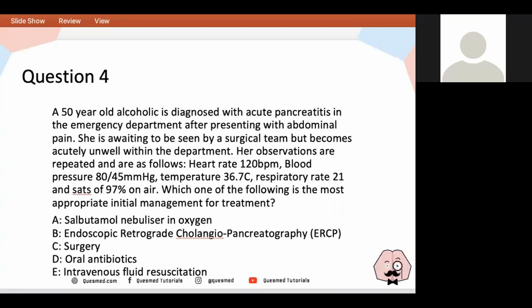So we're now moving on to the next question. A 50-year-old alcoholic is diagnosed with acute pancreatitis in A&E after they presented with abdominal pain. She's waiting to be seen by the surgical team, but becomes acutely unwell within the department. She's tachycardic at 120 beats per minute. She's hypotensive at 80 over 45. Her temperature is 36.7 and her respiratory rate is slightly raised at 21. Her oxygen saturations are within normal limits. Which of these is the most appropriate initial management for this patient?